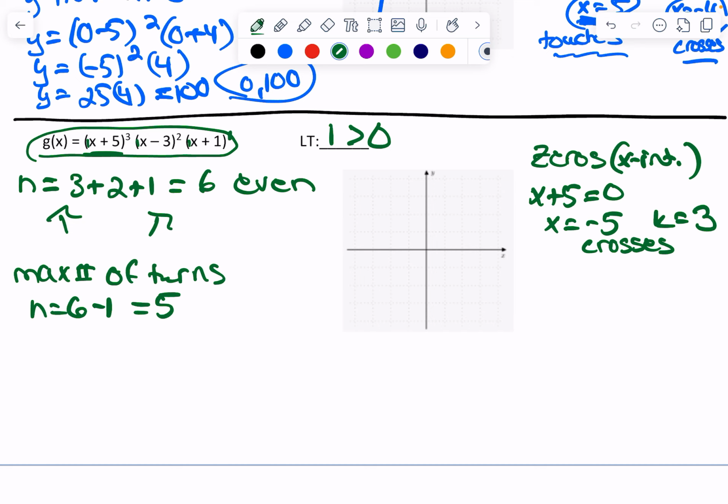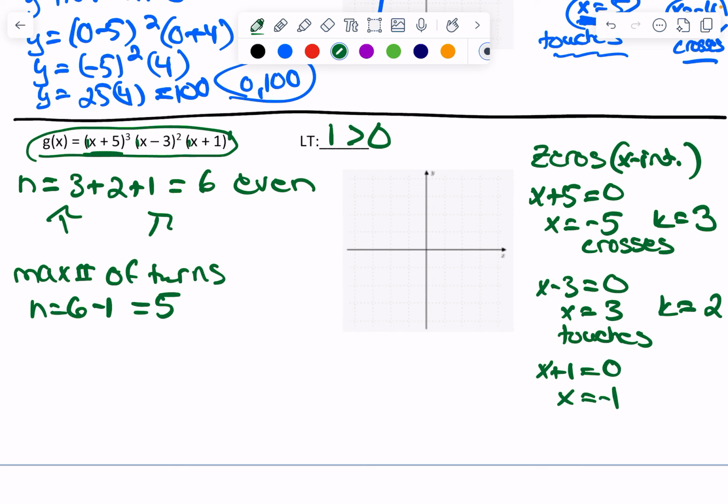Okay, our next factor is x minus 3. We're going to set that equal to 0. So x equals 3. The k for this one, the exponent, is 2, which means that that's even. So the graph touches and turns around at x equals 3. Then we have our last one, x plus 1 equals 0, so x equals -1. For this one, our k is 1, so that is odd. So that means that it crosses.